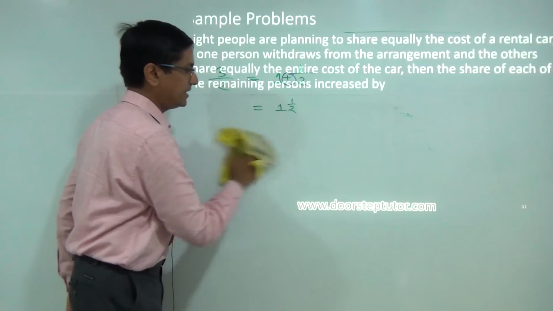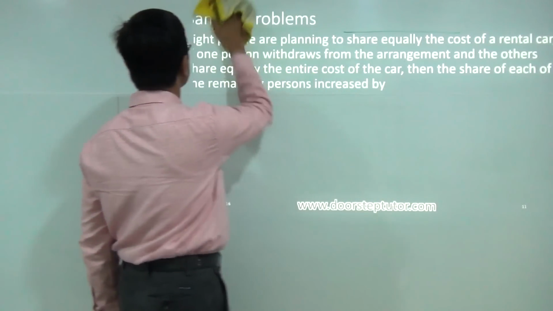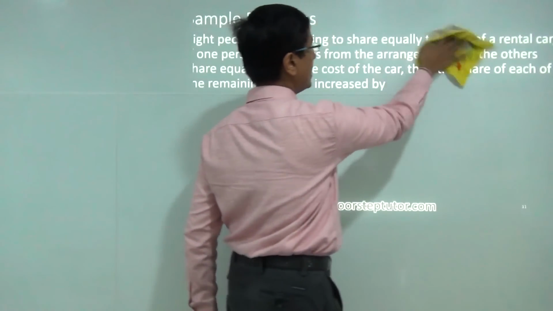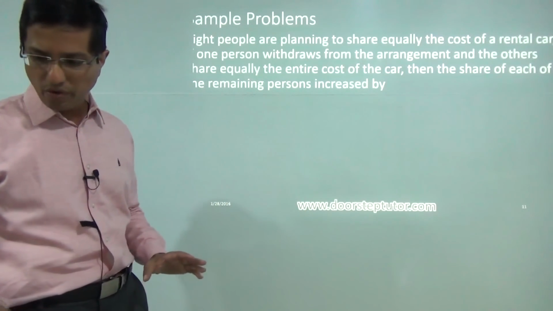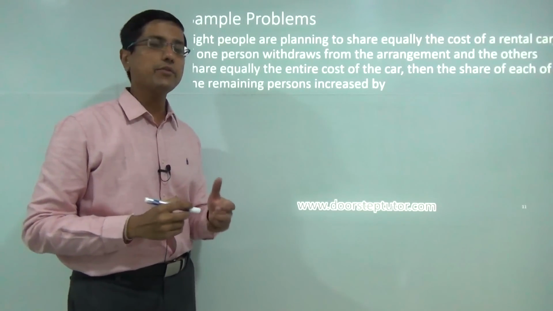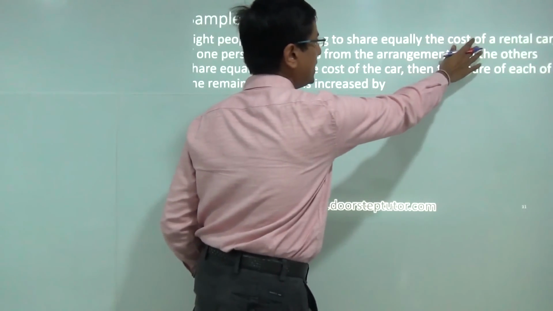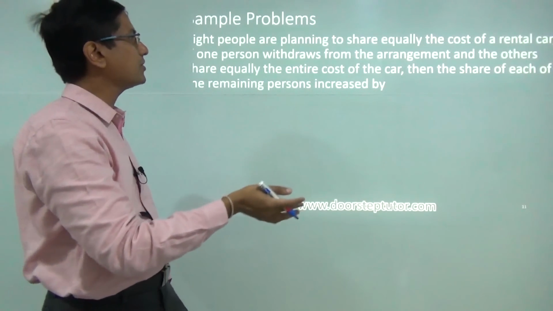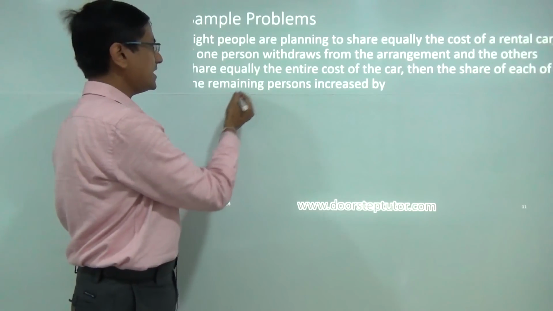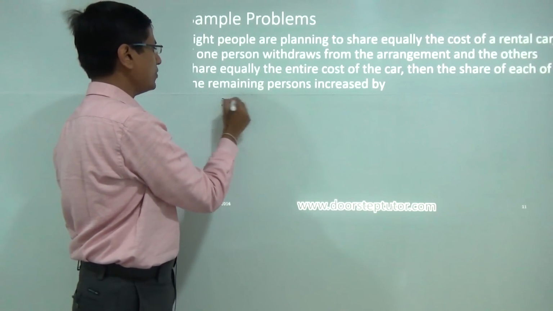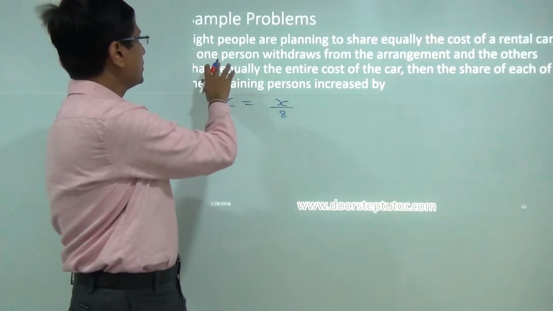Now let us look at 3 important problems. I have selected these problems because they illustrate an important concept. So you should try to solve these problems on your own and get a feel for what I am trying to convey. There are 8 people who are planning to share the cost of renting a car. They say that they'll share the cost. Let's say the cost of the rental car is X. So each person would have to pay how much? X by 8. Correct.